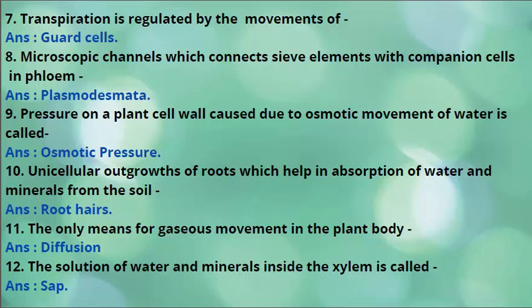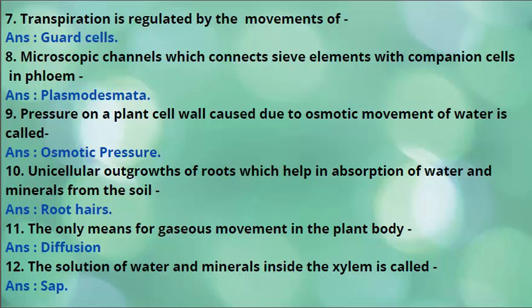Number 10. Unicellular outgrowths of roots which help in absorption of water and minerals from soil is known as root hairs. We have discussed earlier also, root hairs are the unicellular outgrowths of the epidermal cells which help in the absorption of water and minerals from the soil.